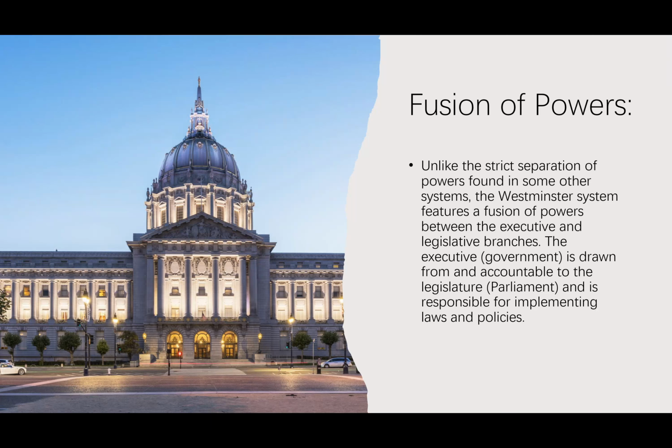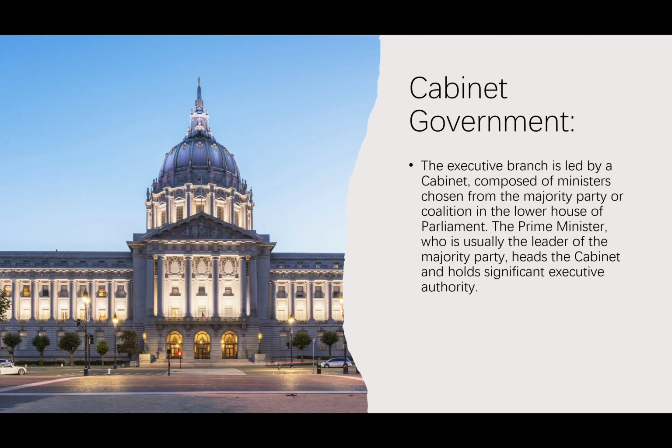The cabinet government now. The executive branch is led by a cabinet composed of ministers chosen from the majority party or a coalition in the lower house of the parliament, right? The prime minister is usually the leader of the majority party, heads the cabinet and holds significant executive authority. Why do we use the word usually? Because of the monarch, right? The monarch itself. So usually in our constitutional monarchies existing across the Caribbean, or in some cases the president. Well, in some cases the president, but the monarch itself, right?